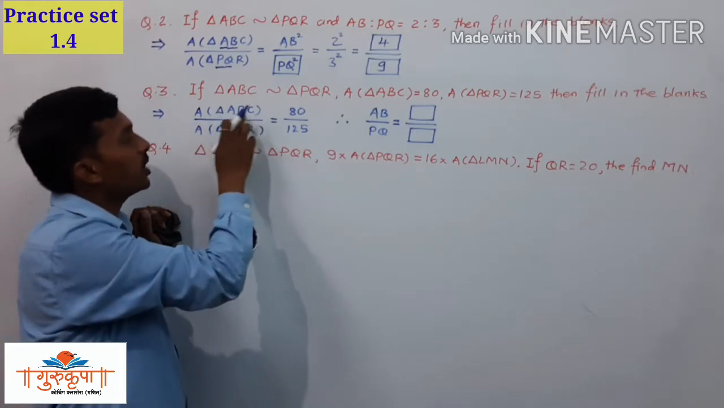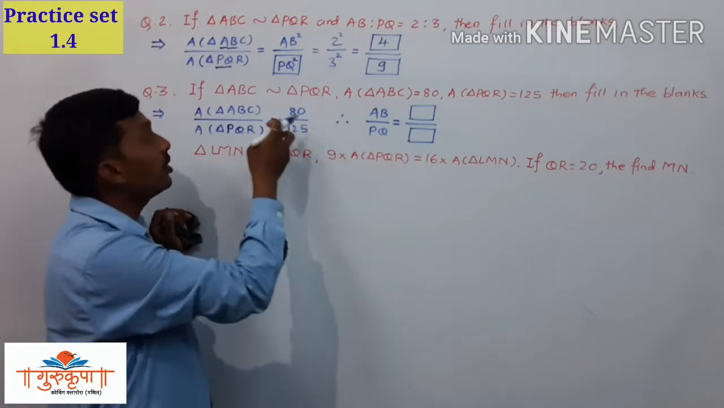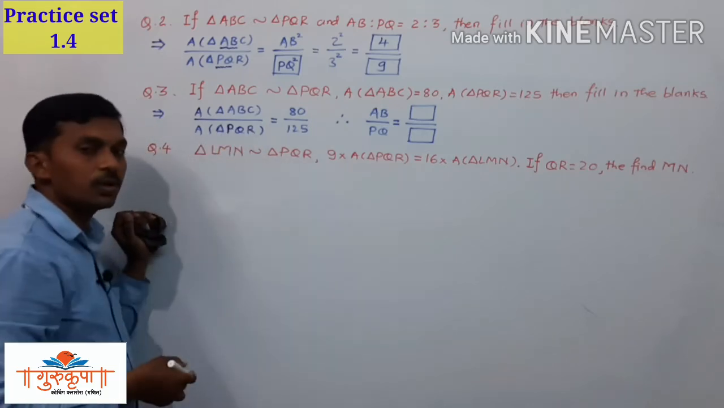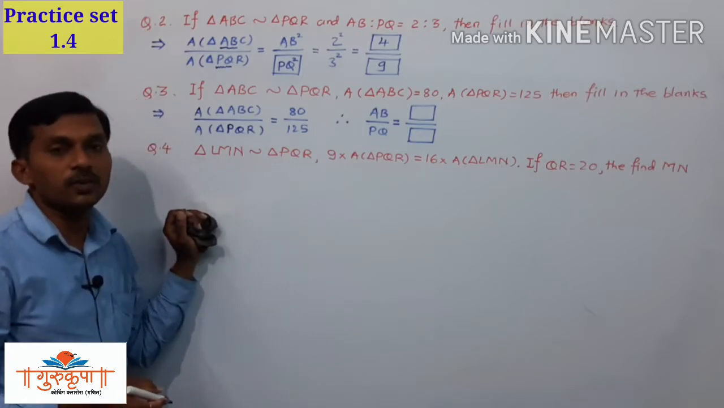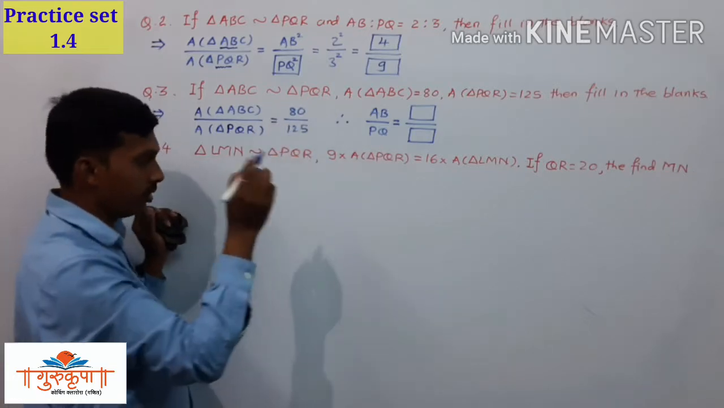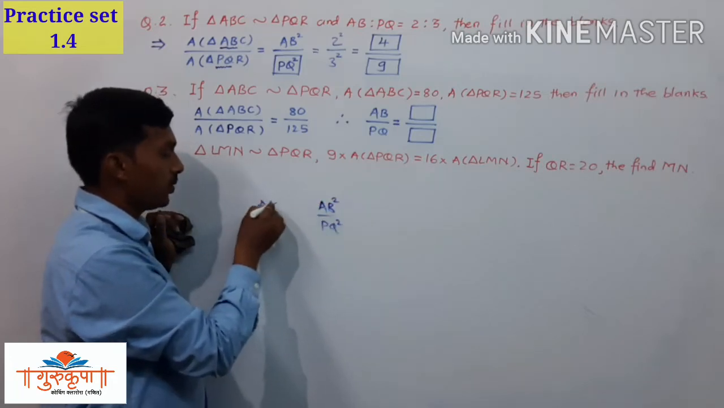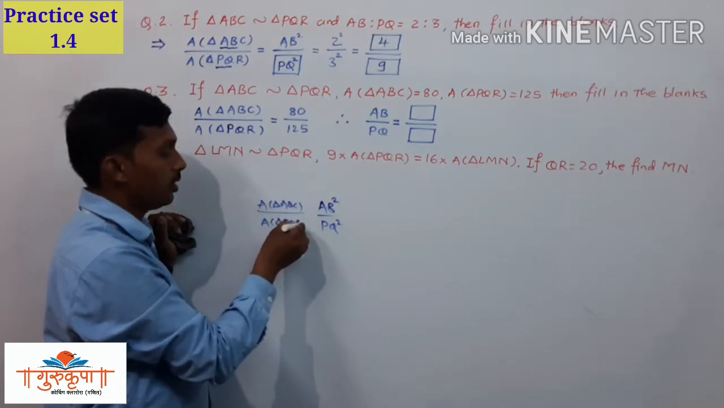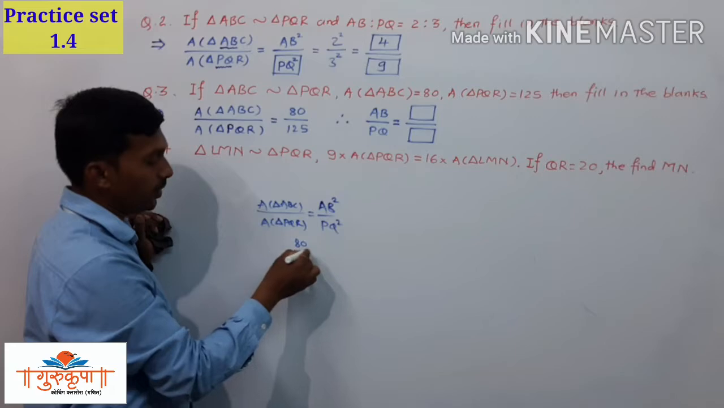Now here we have area of triangle ABC upon area of triangle PQR is equal to 80 upon 125, which is equal to AB square upon PQ square. We know that the ratio of the areas of two similar triangles is equal to the ratio of squares of their corresponding sides. That is AB square upon PQ square is equal to 80 upon 125. On the rough page you can write that area of triangle ABC upon area of triangle PQR is equal to AB square upon PQ square. We have been given this value, that is 80 upon 125.